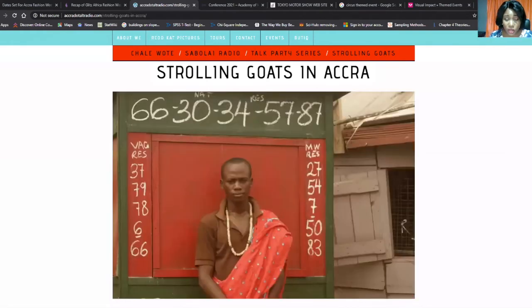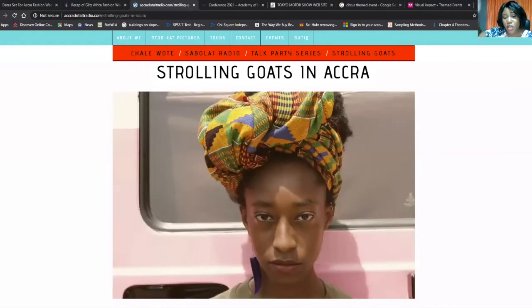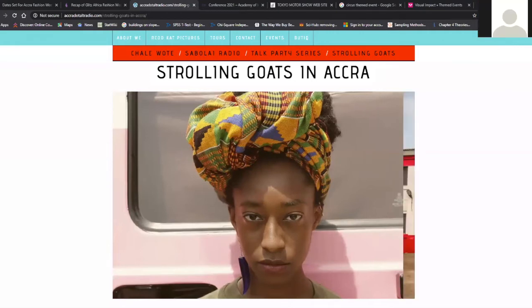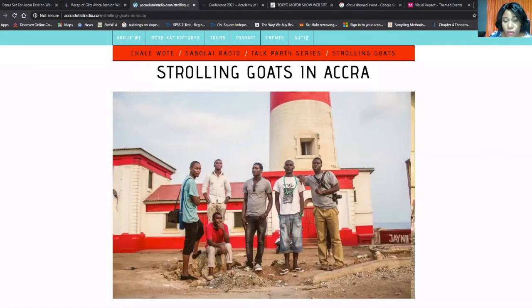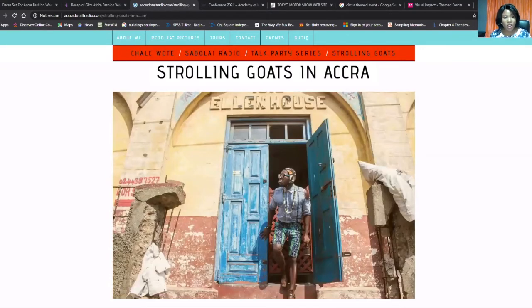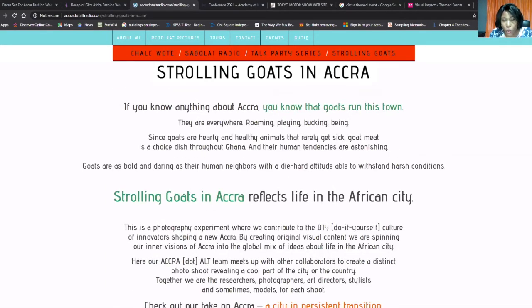And I think I should let you understand this. These events are very popular in the African American community, to the point where a lot of African Americans travel from the United States to Ghana purposely to attend these events, especially the Chaliwote Street Arts Festival and then the Sabulai Radio. So these are events that the organizers have created and have been able to generate some form of clout to enable them to have it annually and then earn significant returns from.